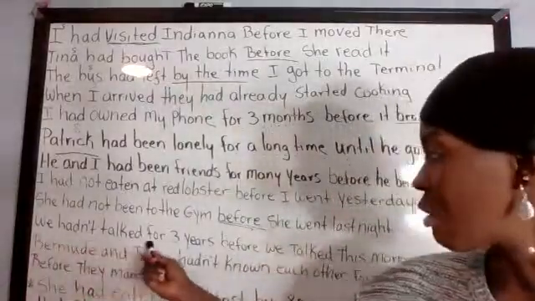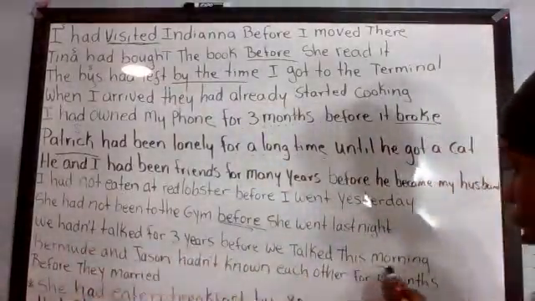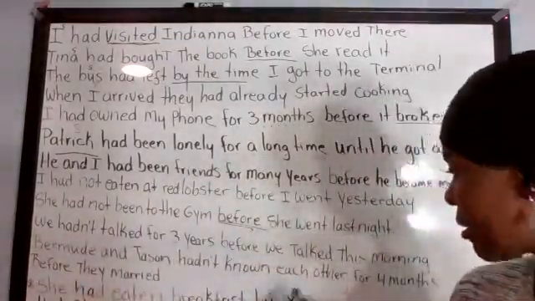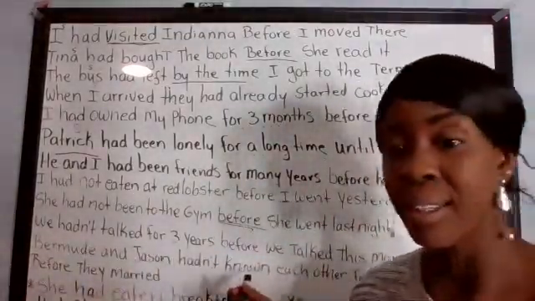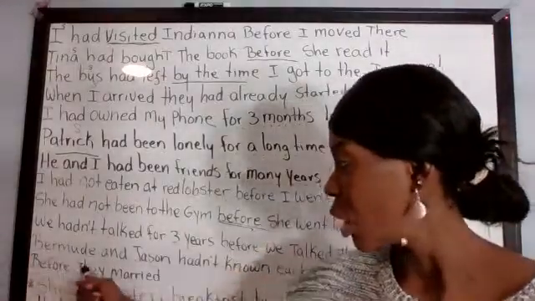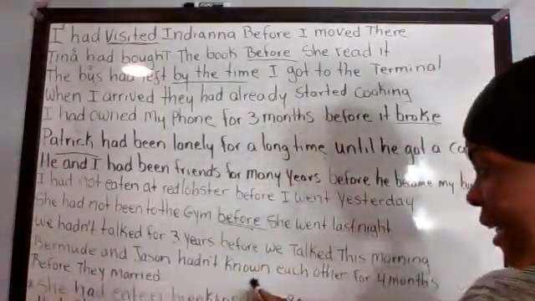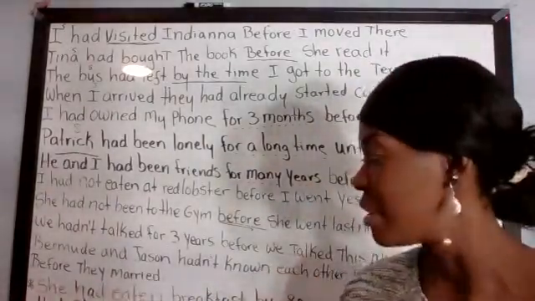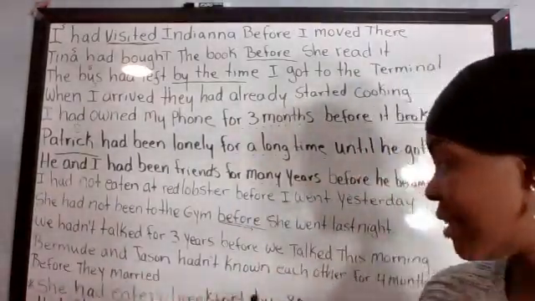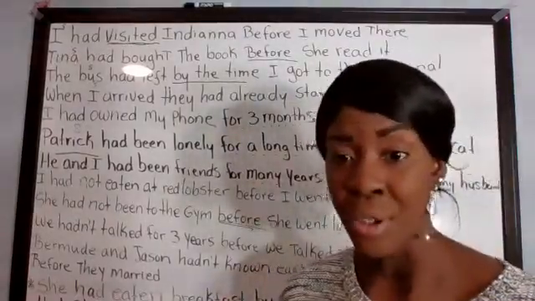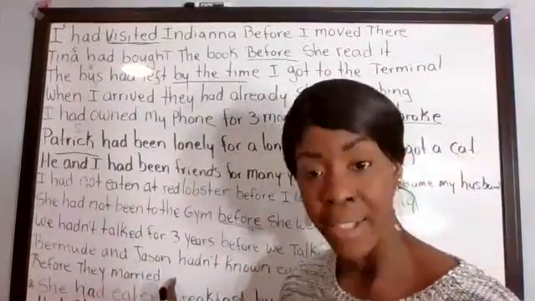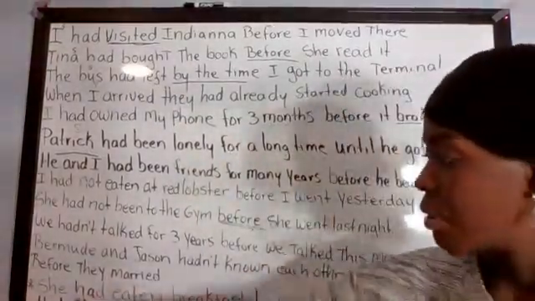We hadn't talked for 3 years before we talked this morning. We hadn't talked for 3 years, we talked this morning. Bermuda and Jason hadn't known each other for 4 months before they married. Bermuda and Jason hadn't known each other for 4 months. Suddenly, they married. Next one.